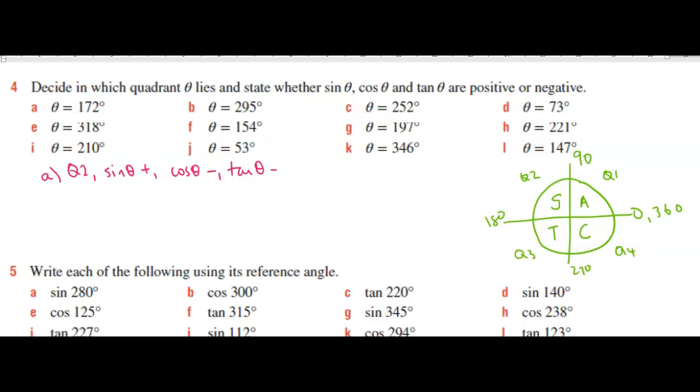And tan theta is also negative. All right, if we're looking at B, 295, this time we're in quadrant 4. Okay, so in quadrant 4, only cos is positive. So sine theta is negative, cos theta is positive, and tan theta is negative. All right, let's have a look at question C. So 252, we're in quadrant 3. And this time only tan is positive. So sine theta is negative, cos theta is negative, and tan theta is positive.